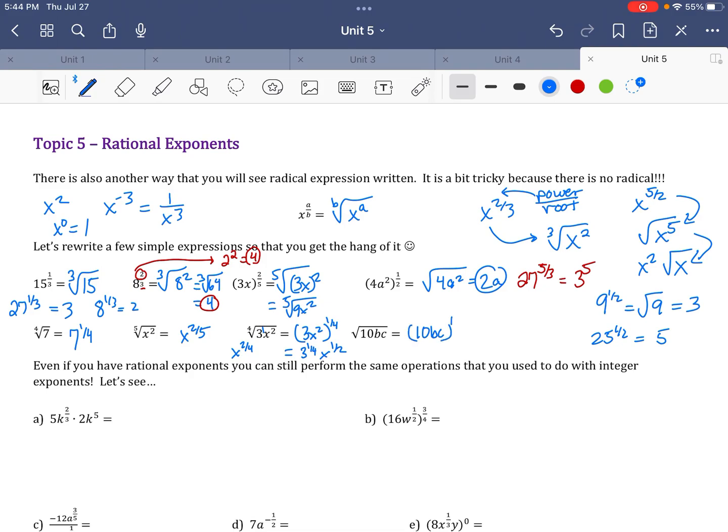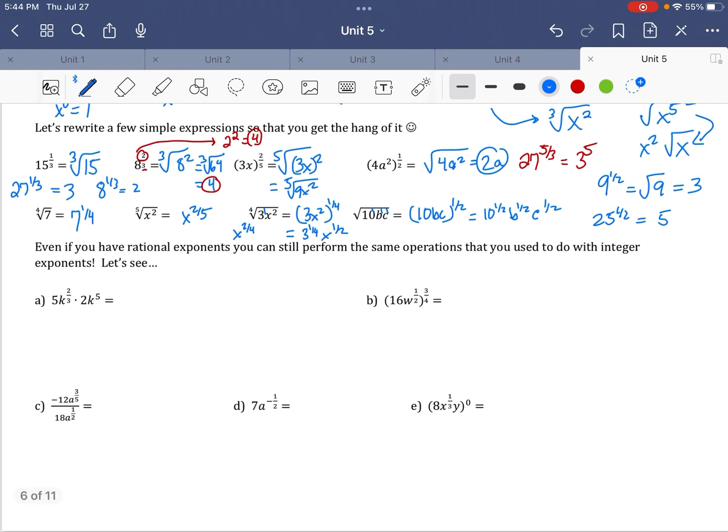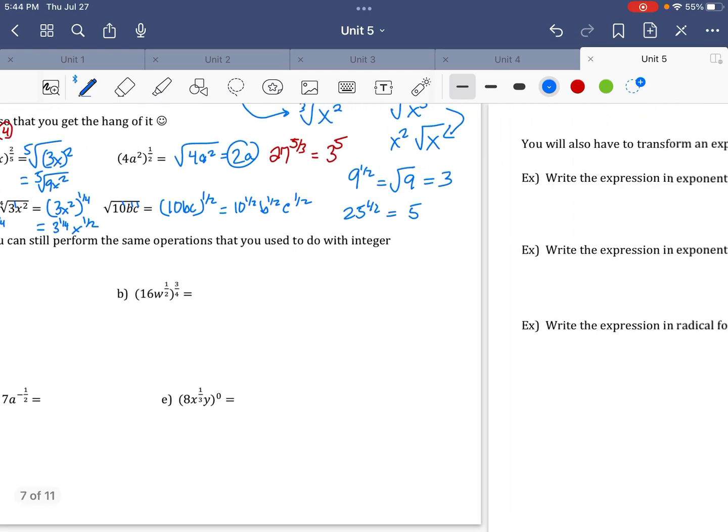10bc, you could write as 10bc all to the 1/2, or you could say to yourself, hey, these all have exponent 1, so it'd be 10 to the 1/2, b to the 1/2, c to the 1/2. These last two problems, it's kind of like you're distributing that power, right? 3 to the 1/4. 2 times 1/4 is 1/2, you know.